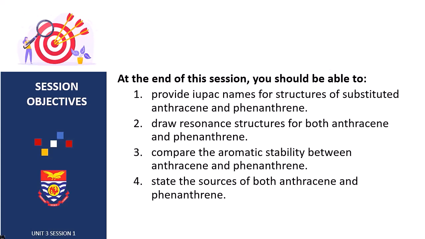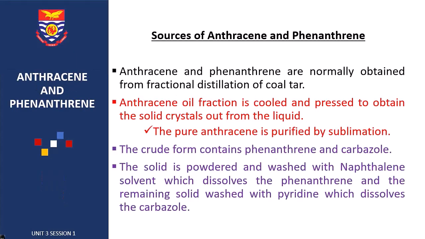both anthracene and phenanthrene. On the sources, both anthracene and phenanthrene are normally obtained from the fractional distillation of coal tar. For anthracene, for instance, its oil fraction is cooled and pressed to obtain the solid crystals out from the liquid. After getting the solid crystals, it is purified through sublimation.